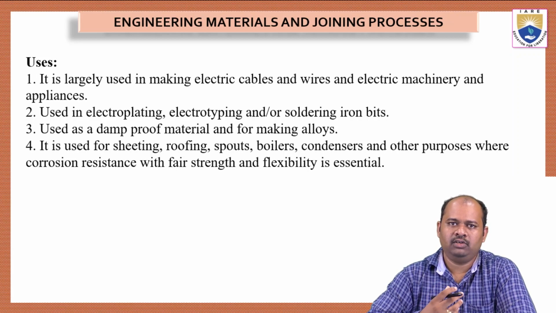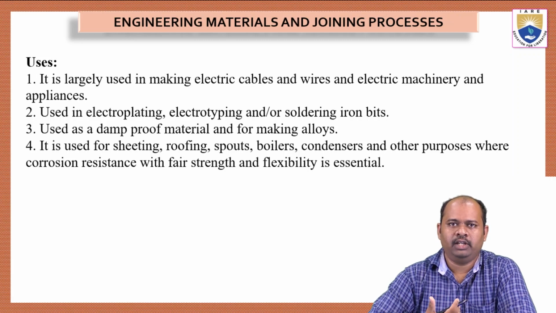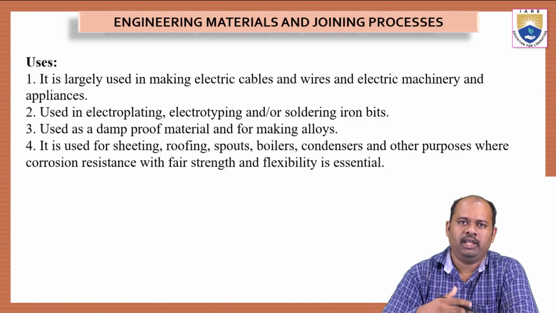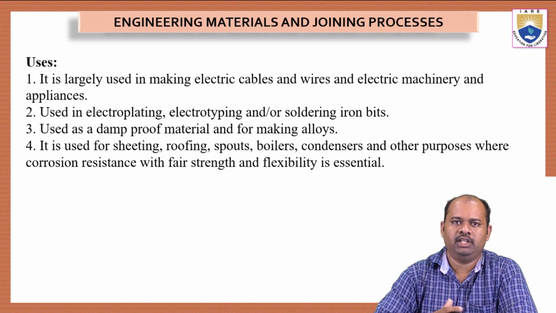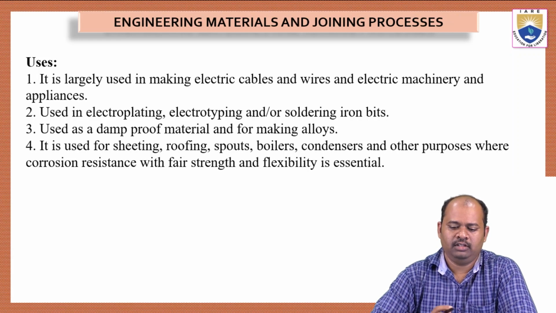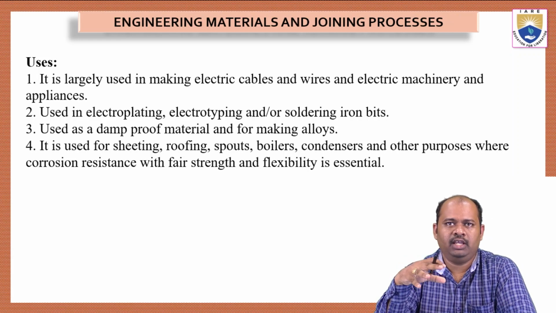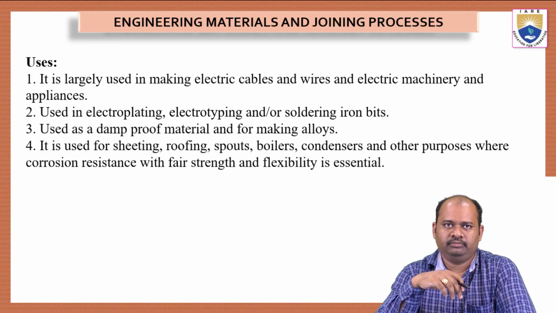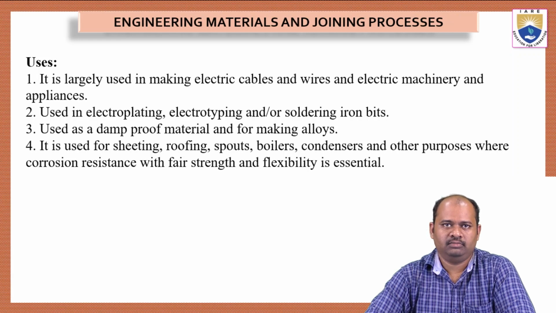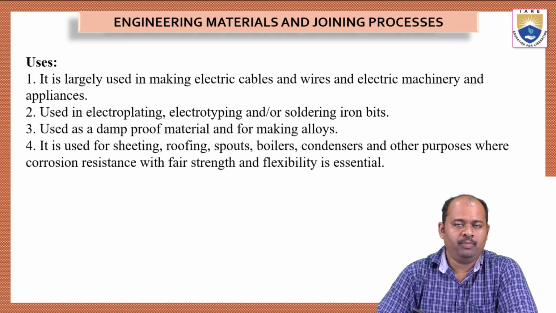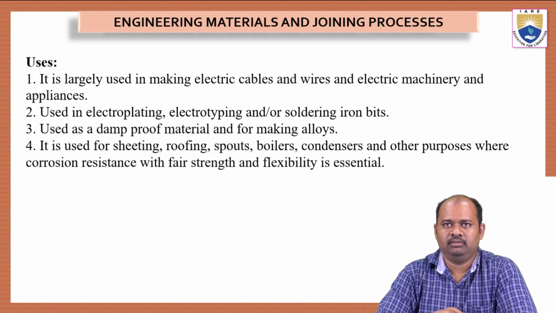These are some other applications of copper where it can be used for electroplating. We use this technique for gold items, which are made with a layer of gold on copper articles. So this is called electroplating. Copper can also be used as a damp-proof material and for making alloys.